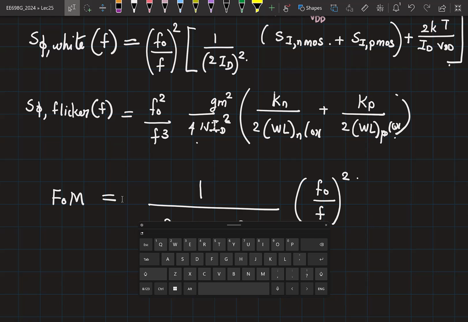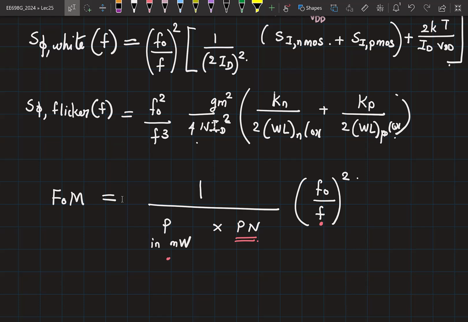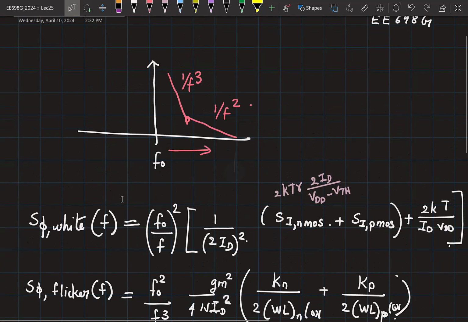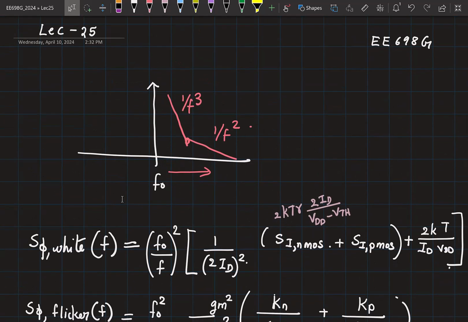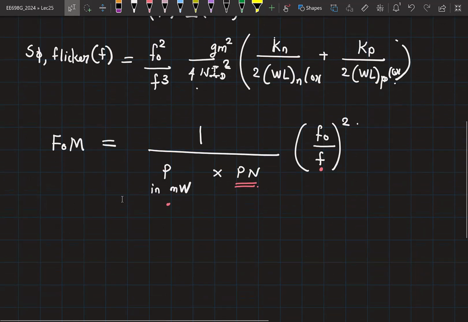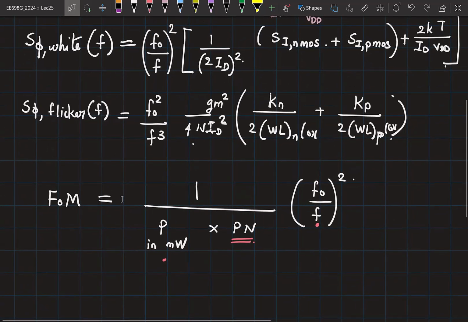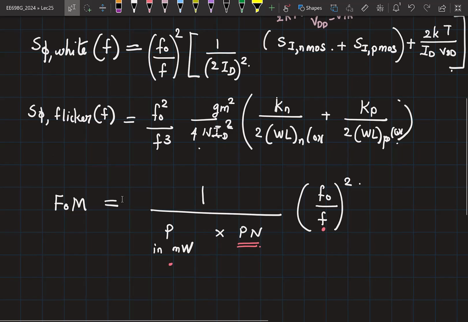It depends on which noise is dominating. The white noise profile appearing at the output of the oscillator is not really white; it comes out as 1 by f square. If white is the dominating noise, then it won't make a difference. But if it's flicker noise, then f square and f cube will be there, so when f cube is there, the numerator is there.